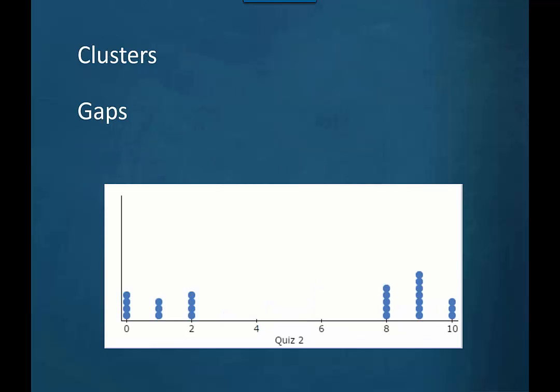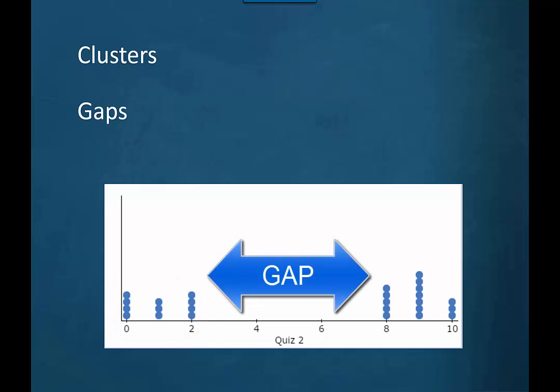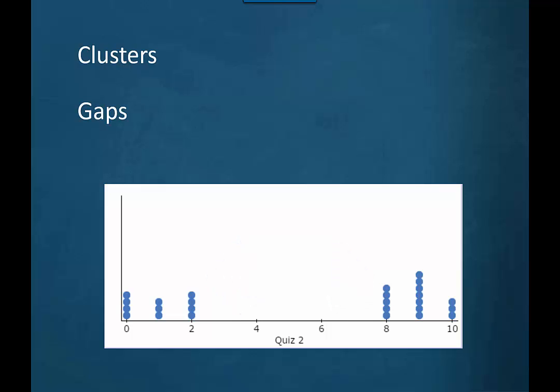We also need to look for any clusters or gaps in the graph. So here's another graph of a different quiz, possibly quiz 2. It looks like we have 2 clusters, right? We have one cluster around 8, 9, and 10, another one at 0, 1, and 2, with an obvious gap in the middle. And all of this needs to be written up when you're writing reports and making observations about data.